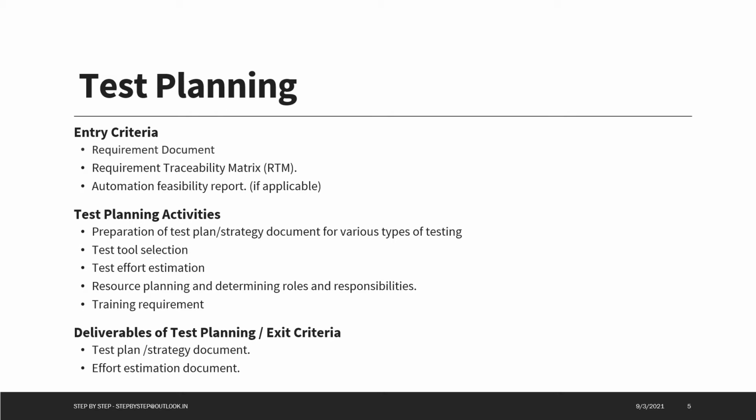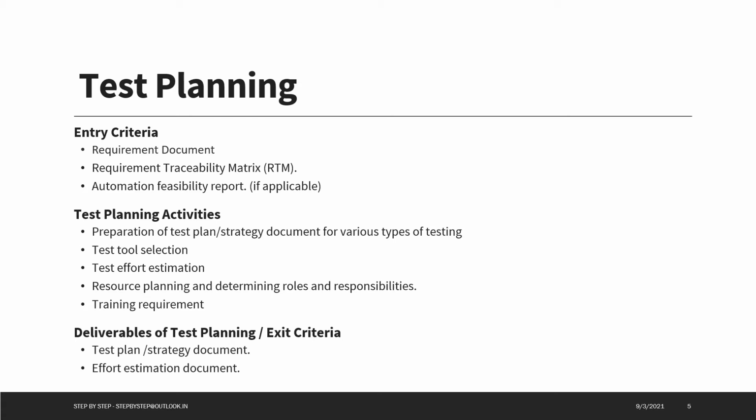So what activities do we need to do in test planning? Test planning will include preparation of the test plan or strategy document for various types of testing. Then test tool selection. Test tool selection is also important, so which test tools you are going to use. Then test effort estimation. Estimation is also important so that it will give a crisp idea of what time the test phase is going to take. Then resource planning and determining roles and responsibilities. And then the training requirement finally.